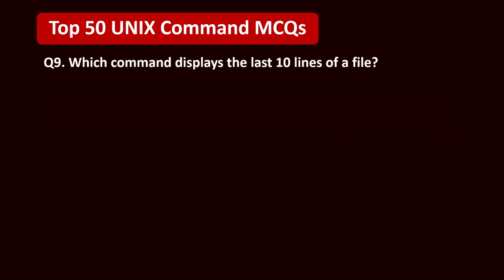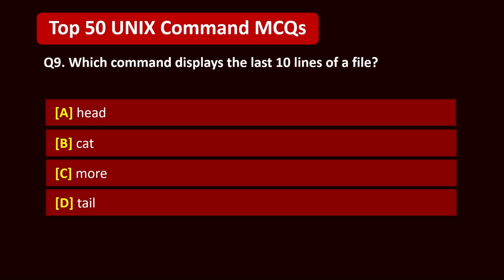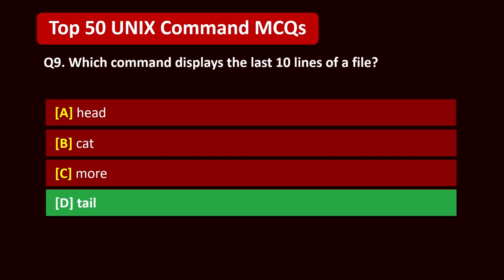Question 9. Which command displays the last 10 lines of a file? A. head, B. cat, C. more, D. tail. 5, 4, 3, 2, 1. Correct answer is D. tail.